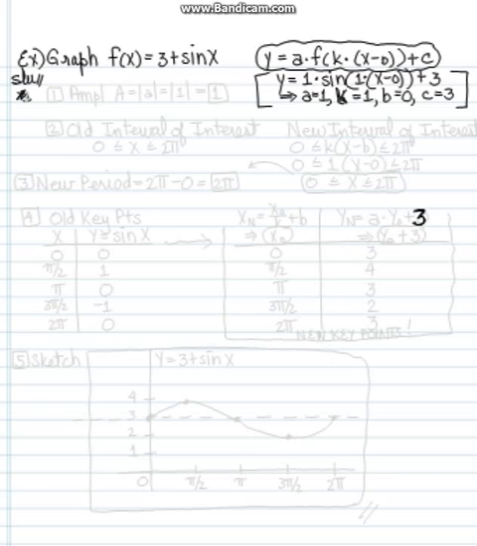Step 1. Amplitude. Amplitude, capital A, is the absolute value of lowercase a, which in this case is 1, so it's the absolute value of 1. The amplitude is 1.